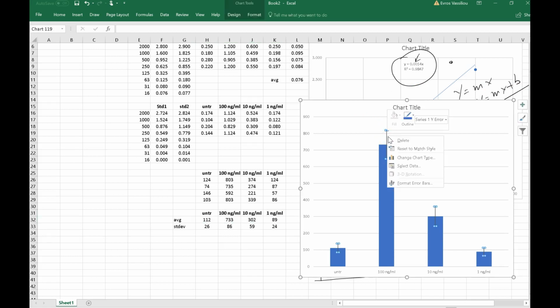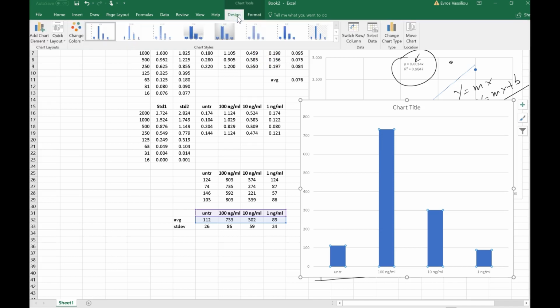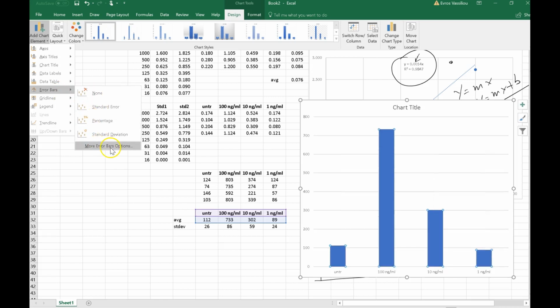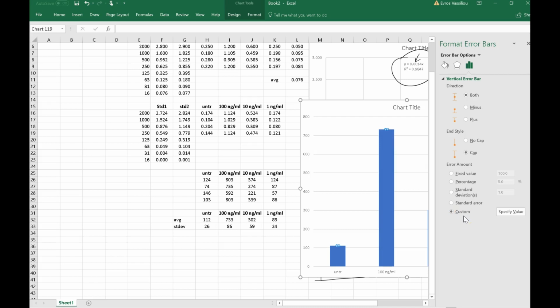Let's see if we can delete them. Okay. So no error bars. Click on any of the bars. Then go under Design and then scroll all the way to the left side where it says Add Chart Element. A menu pops up, say I want error bars, but I want more error bar options. When you do that, on the other side, at least in my system, it gives you an option to custom. In other words, you're telling it where your standard errors are.